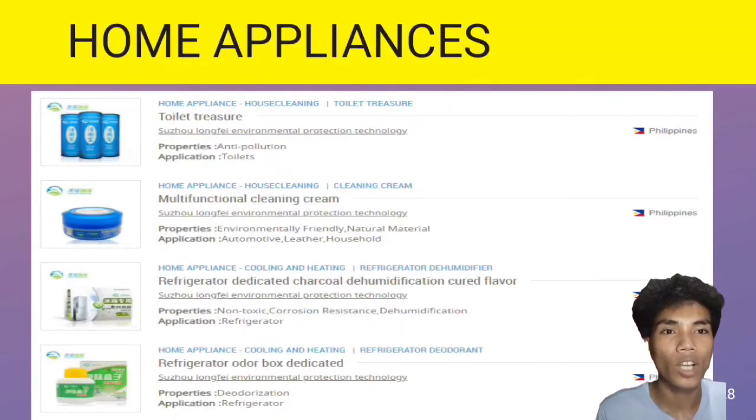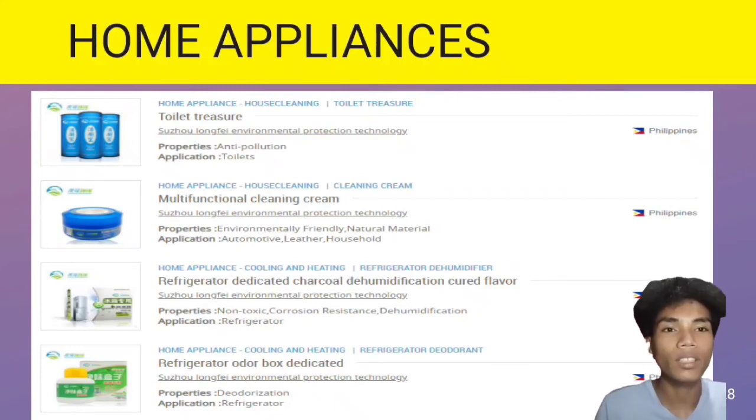For home and appliances, we have four products. The toilet thrasher is obviously for toilets. Then the multifunctional cleaning cream could be applied in automotive, leather, and household. The third one is the refrigerator dedicated trickle dehumidification cured flavor, which is for dehumidifying refrigerators. Then the last one is the refrigerator odor bags dedicated, for deodorization of refrigerators too.